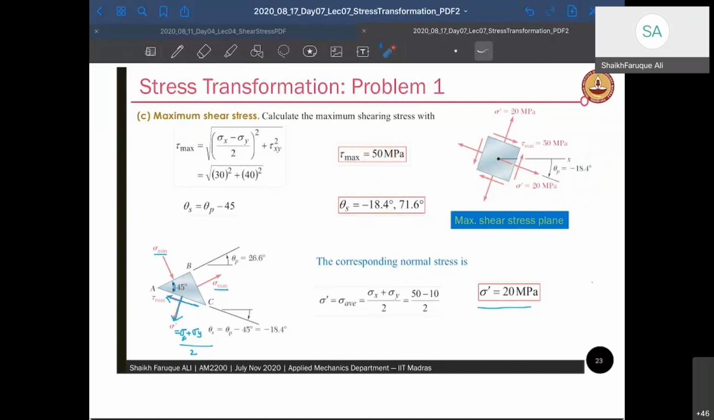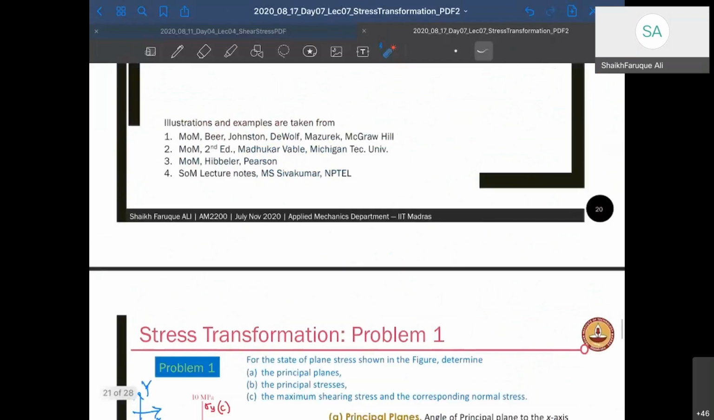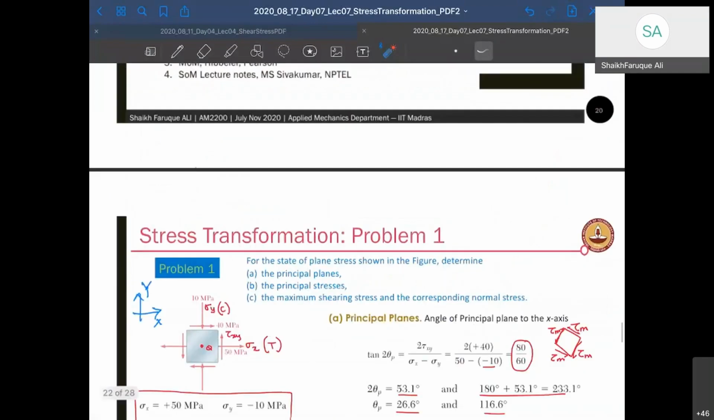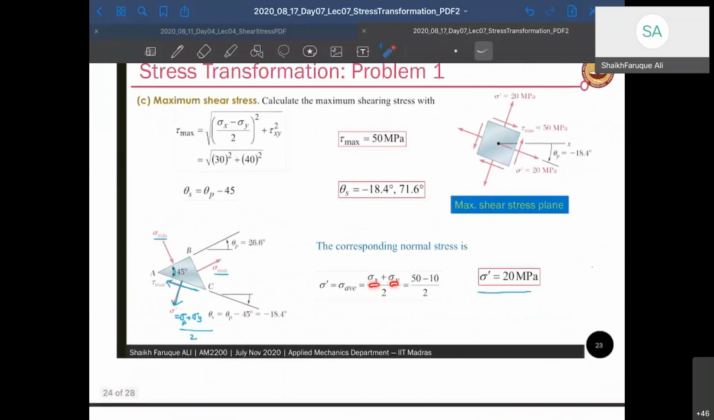We have to find the normal stress also in this plane, because normal stress will act at that plane. And what will be the value of normal stress? Let's go to the Mohr circle and find out. For a shear stress plane, maximum shear stress plane, the normal stress value is the average value, right? And the average value is, if you remember, it's constant. It is sigma x plus sigma y by 2. It's also sigma p1 plus sigma p2 by 2, right? So we can just find it based on that. You see, it is written sigma x plus sigma y by 2, and it comes out to be 20 MPa.